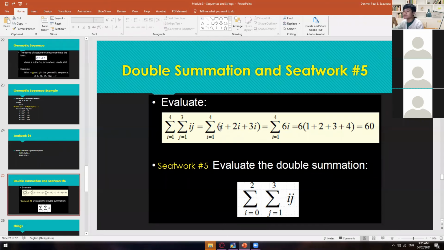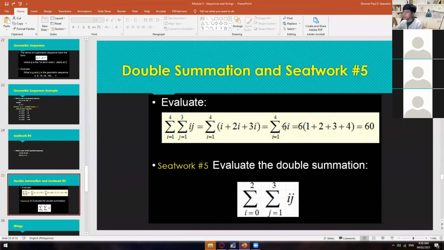So you can simplify this one a little bit more. Just add everything. So I plus 2I plus 3I is equal to 6I. Once you already have this, you can now distribute your I. Again, this I is ranging from 1 to 4, or summation from 1 to 4. So just substitute their corresponding values.